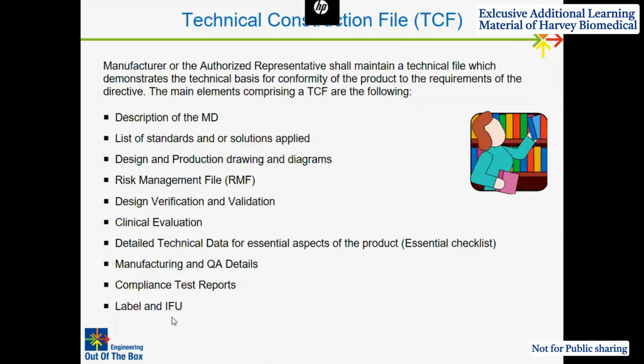And the labels and IFU. IFU means instructions for use. Might be you people are aware of IFU. IFU means the operator manual or the user manual, those things. For example, in a tablet box, you will get one leaflet. That leaflet they will call the IFU.